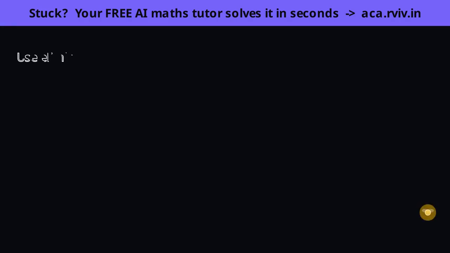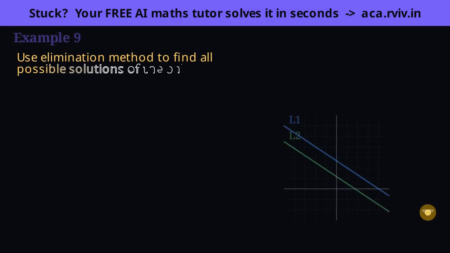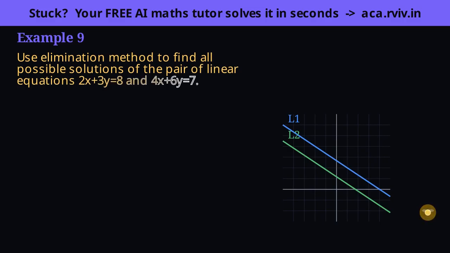The question says, find all possible solutions, which quietly warns us there might be none. Elimination will tell us straight, and if it hands back a contradiction, that contradiction is the answer. We'll eliminate x and read the result. If we get a number, great. If we get an impossible statement, that tells us no solution exists. Let's line up the equations.